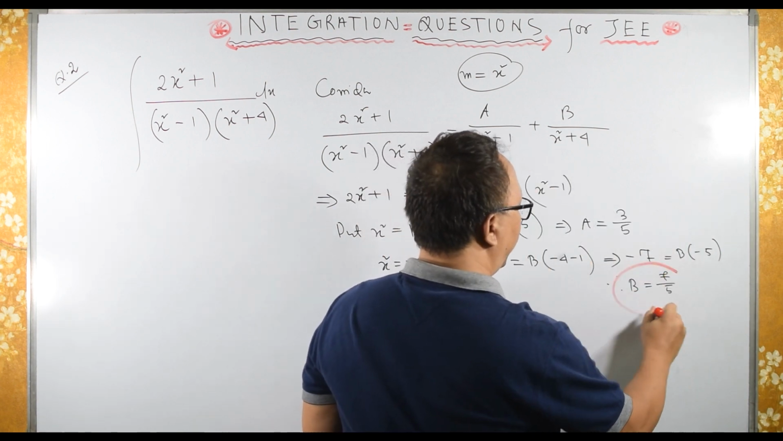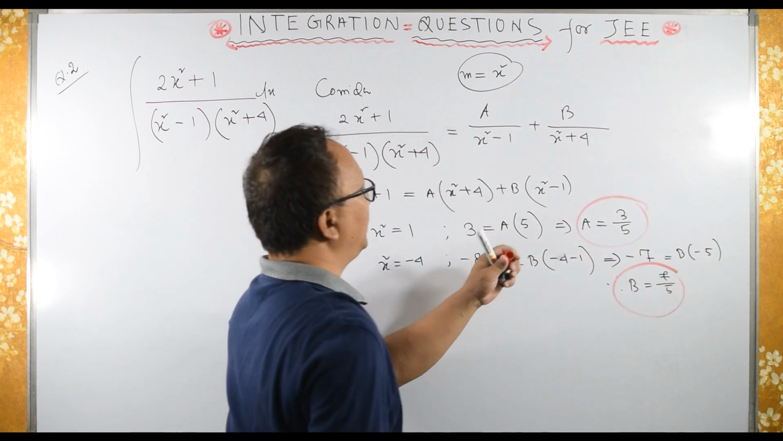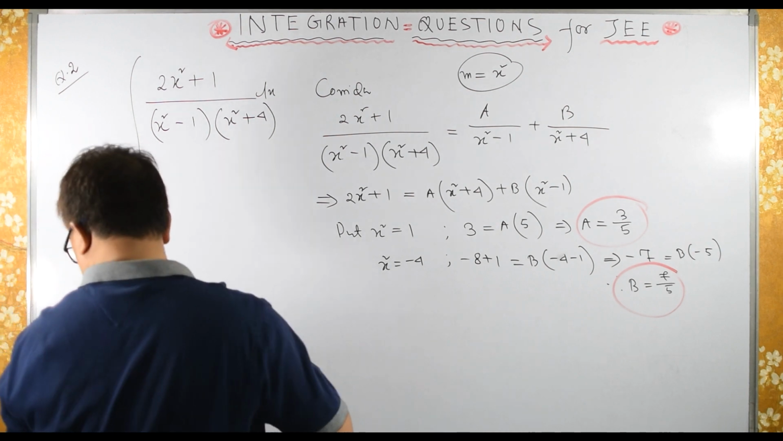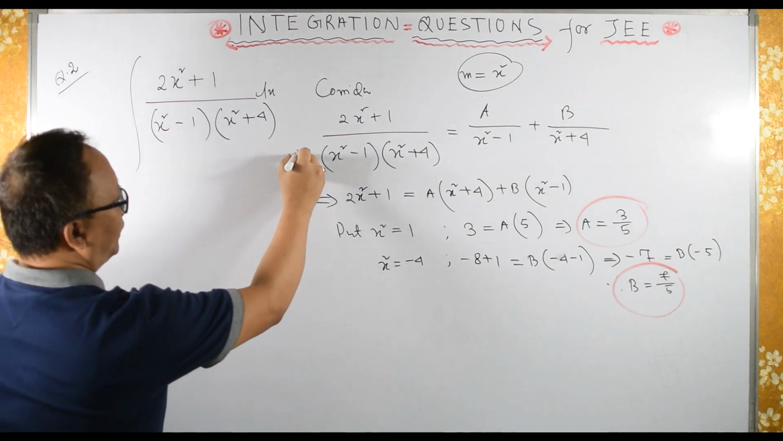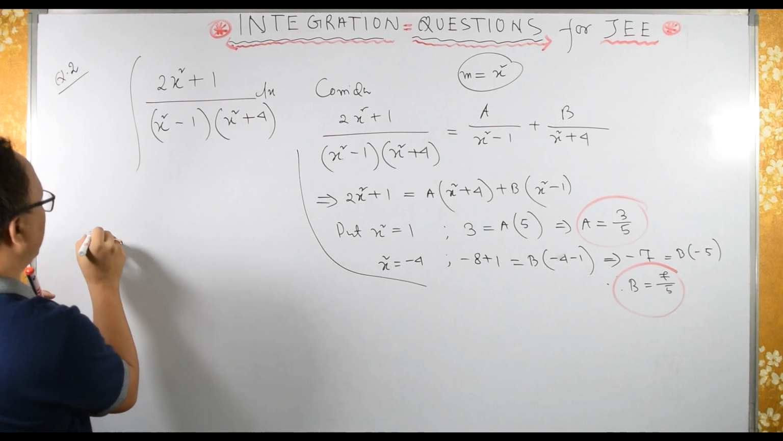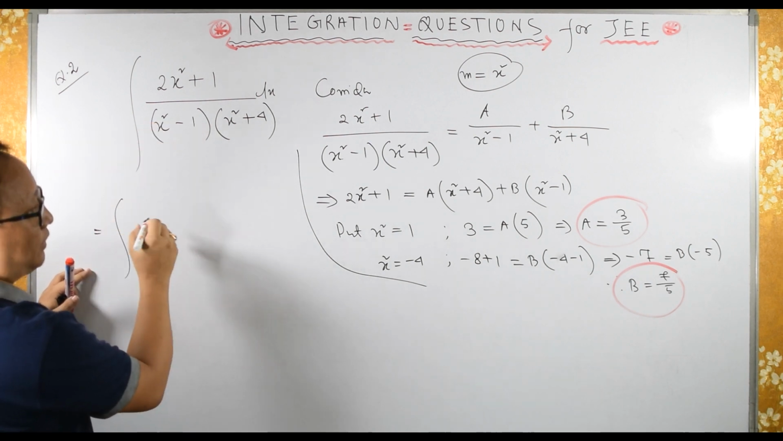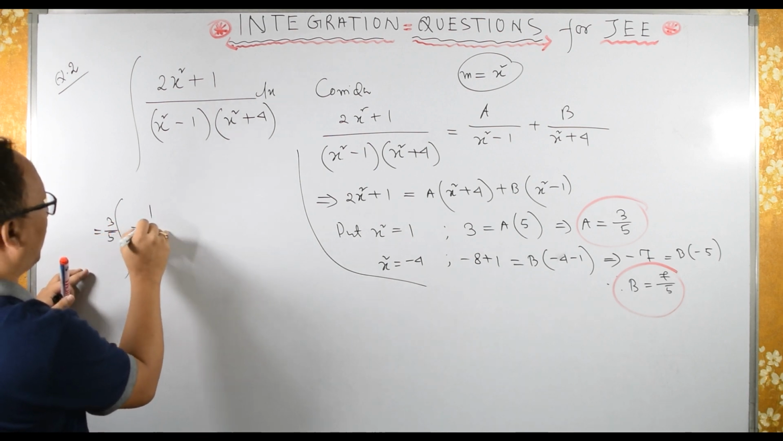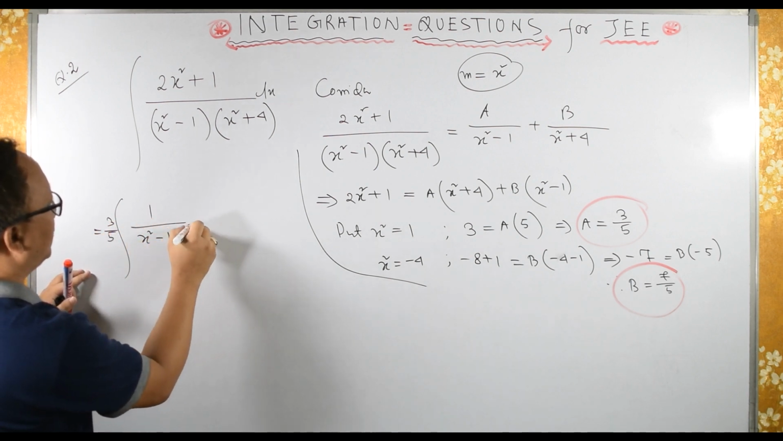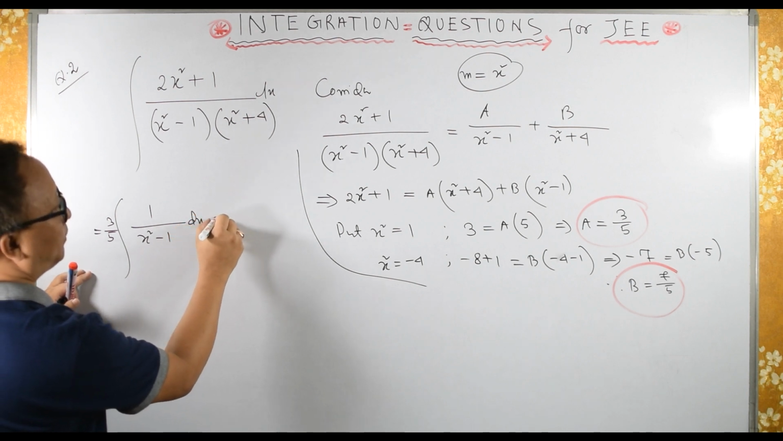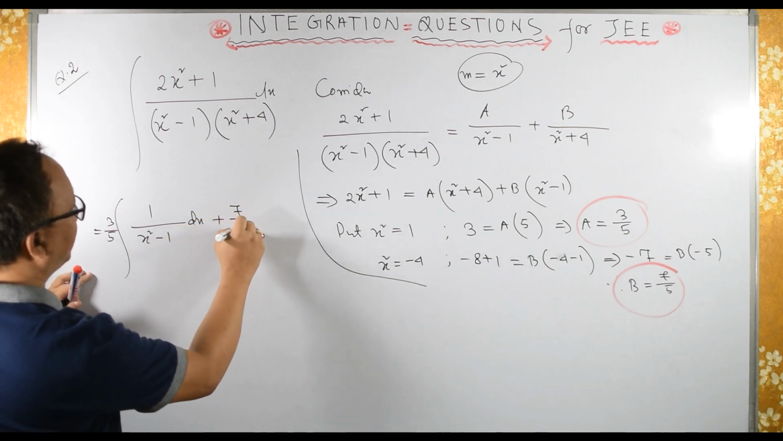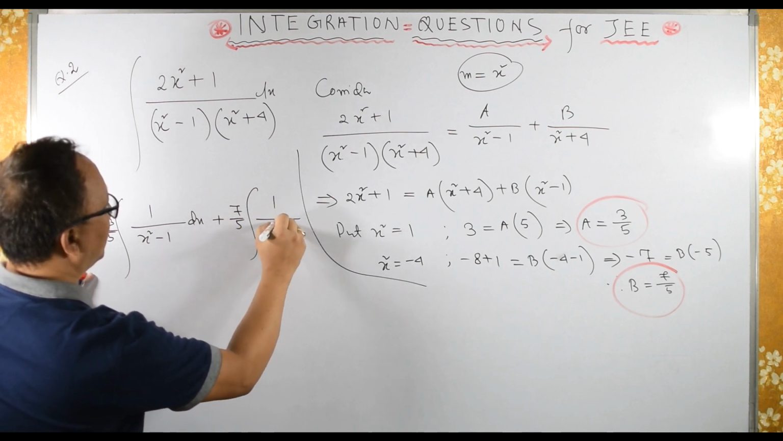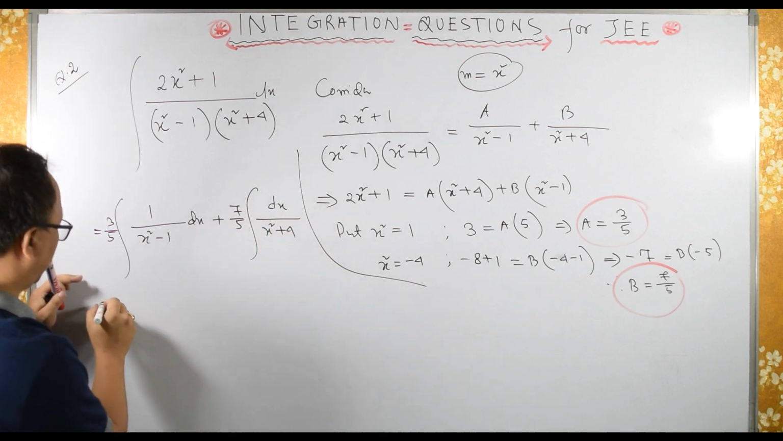So we have a and b. Now we substitute them and integrate. The integral equals, with a being 3 by 5 taken outside, integral of 1 upon x squared minus 1 dx, plus b being 7 by 5, integral of 1 upon x squared plus 4 dx.